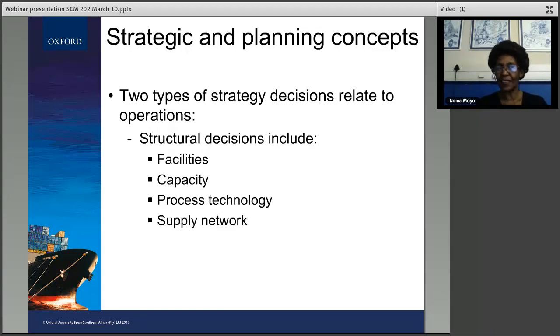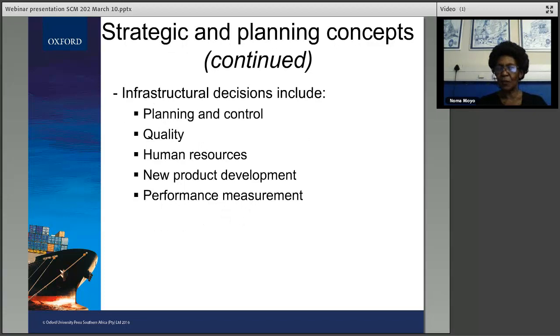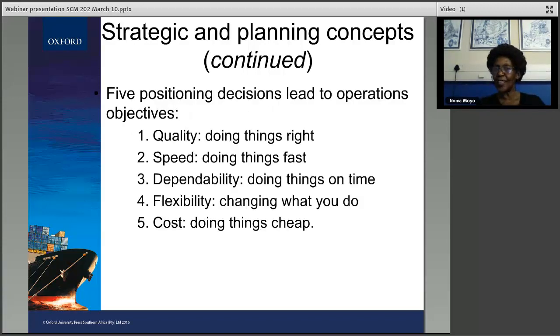We covered this, we talked about the different decisions that will be there. Two types of strategy decisions are structural decisions, which are about the facilities, their capacity, process technology, and supply network. Then we have infrastructural decisions, which are planning and control, quality, human resources, new product development, and performance measures. Then we have what we call five positioning decisions that lead to operations objectives.